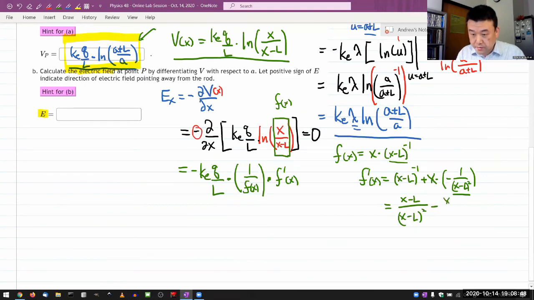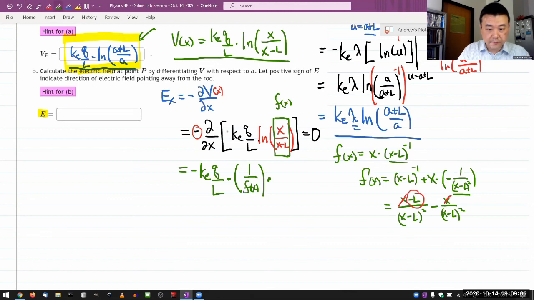Minus x over (x minus L) squared. Oh, I see my double negative. So I think I'm good here. I see x being canceled out by minus x, and I'm left with a minus L. So let me substitute that in here. That derivative there is minus L over (x minus L) squared. That's the derivative.